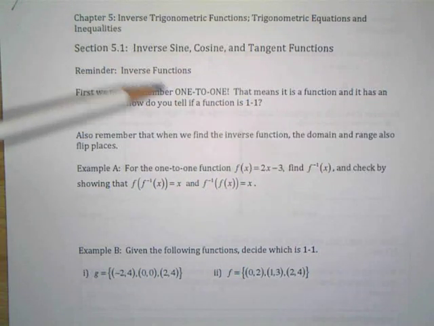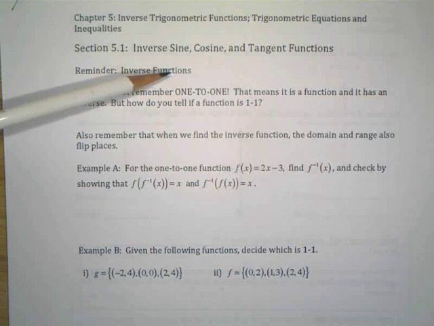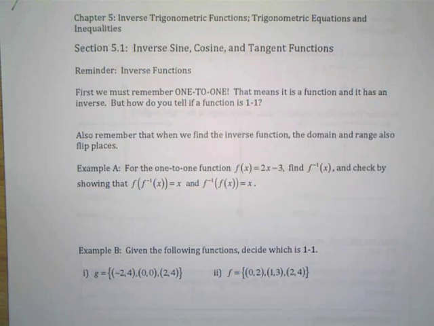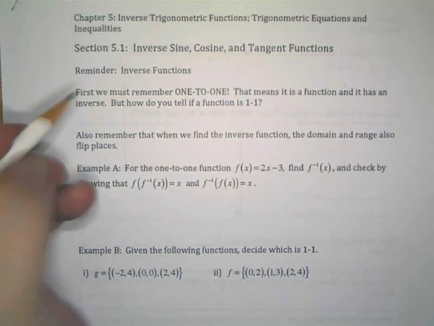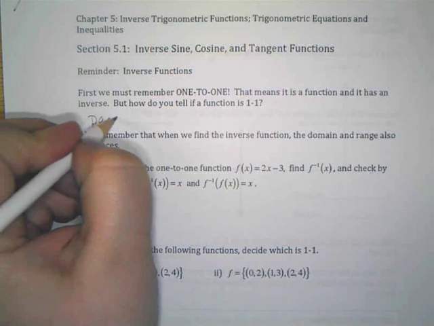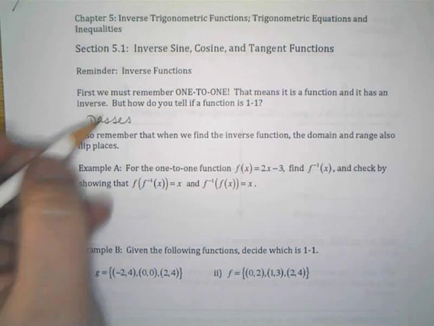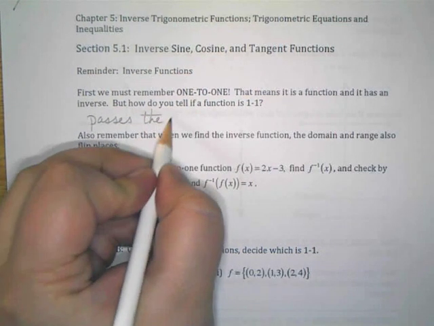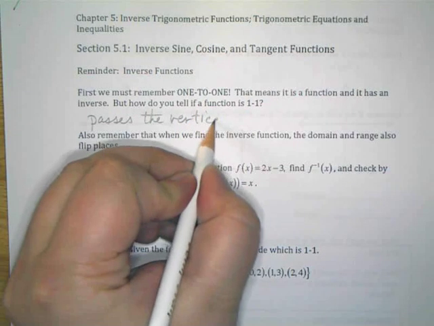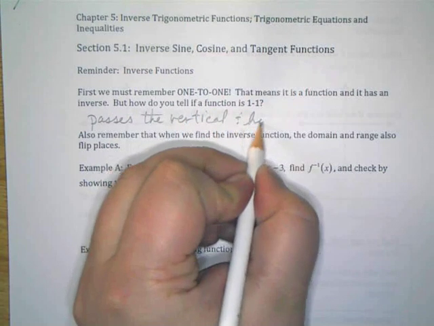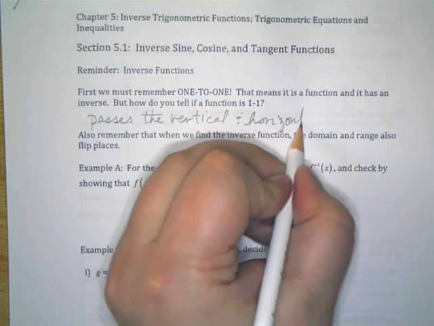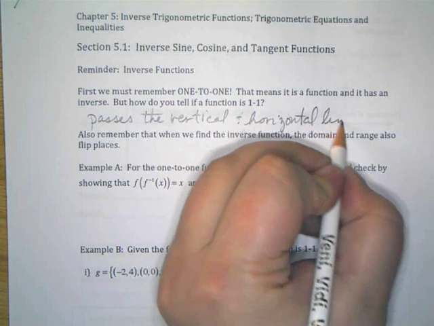So remember, 1-to-1. Hopefully right now you're like, is a function, has an inverse. And if you weren't, here it is. But how do you tell if something is 1-to-1? So think about that for a second. Okay, we're done thinking, I'm bored. If a function is 1-to-1, that means it passes the vertical and horizontal line tests.